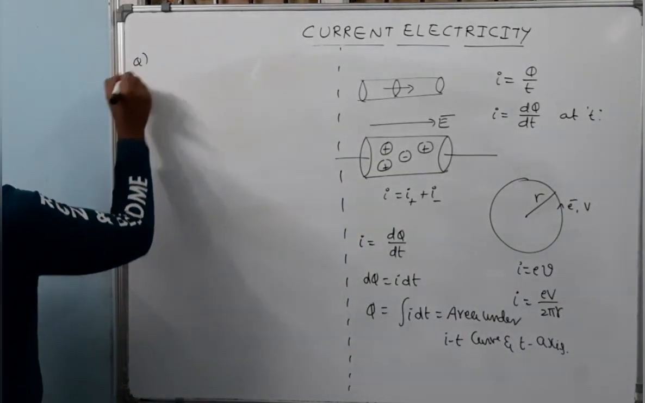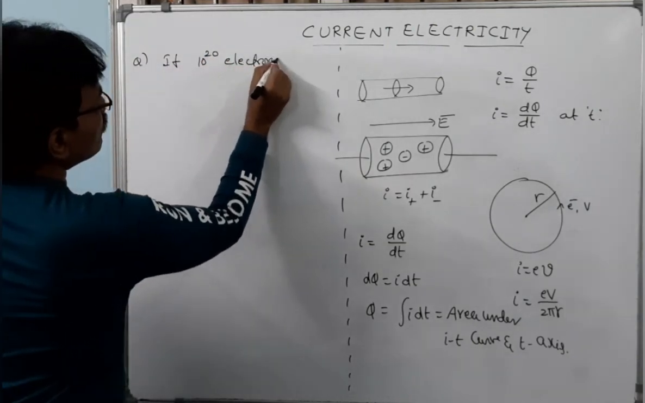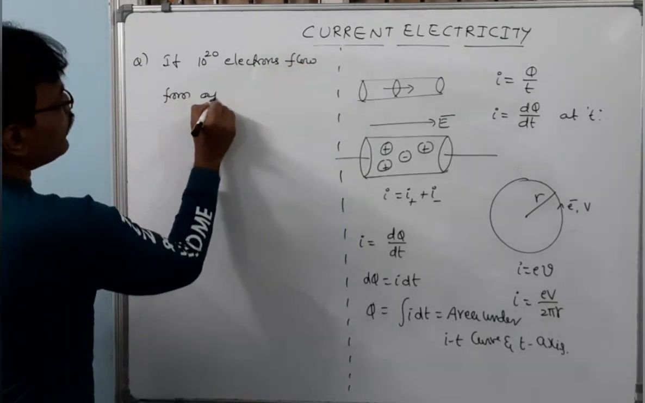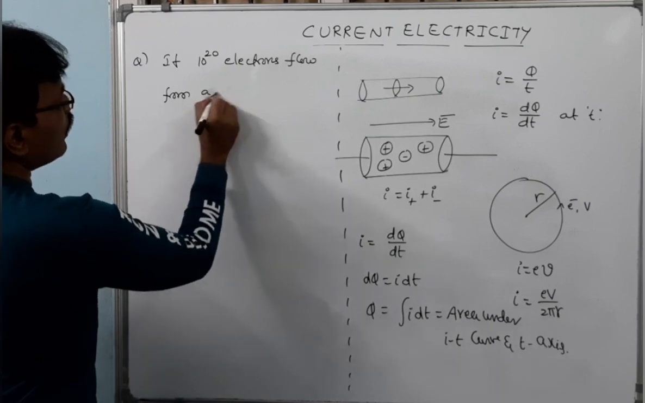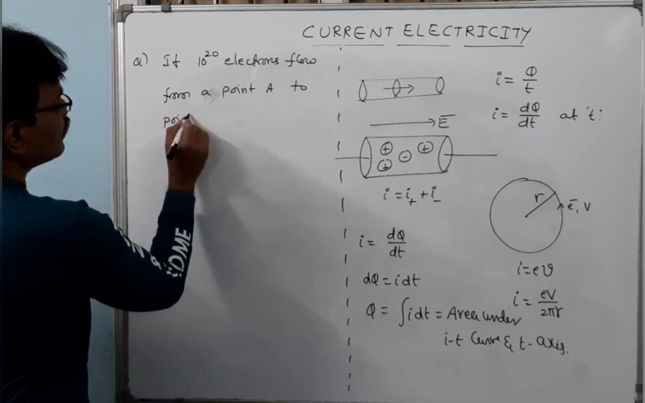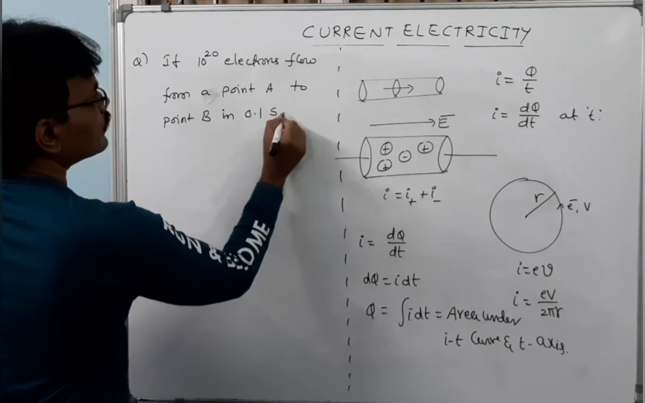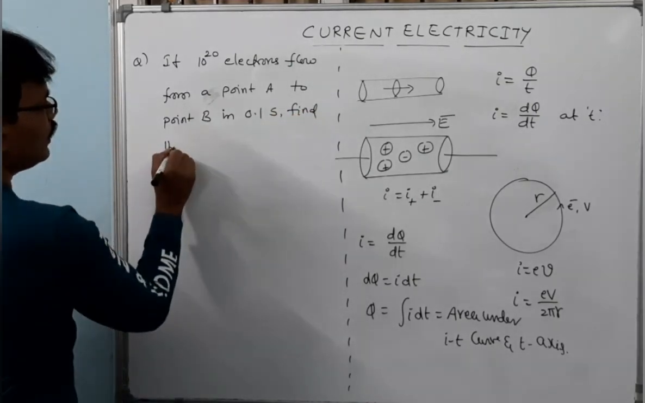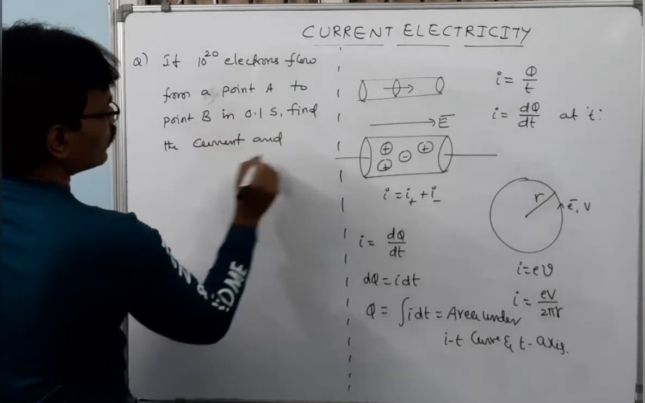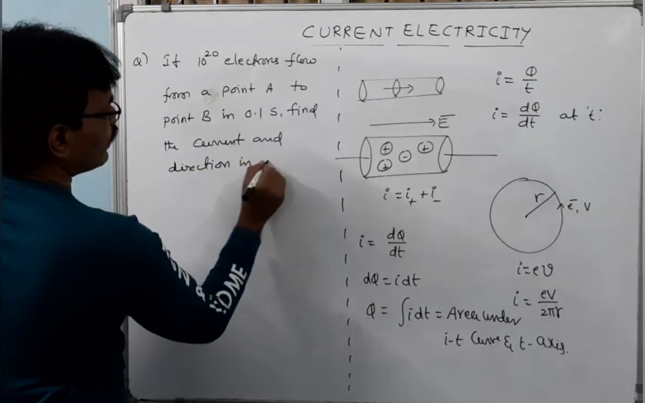So note down question number 1. If 10 power 20 electrons flow from point A to point B in 0.1 second, find the current flowing and its direction, in a conductor.